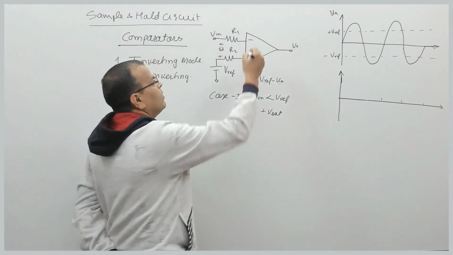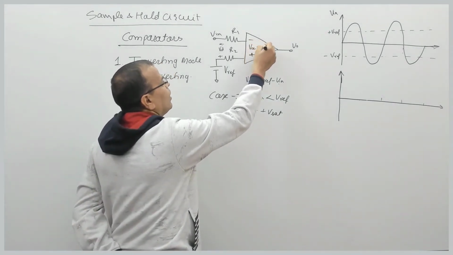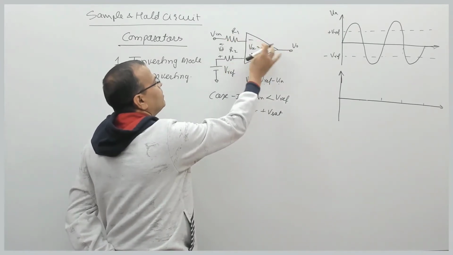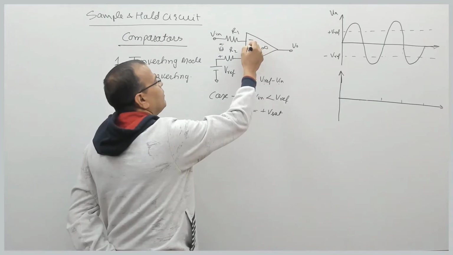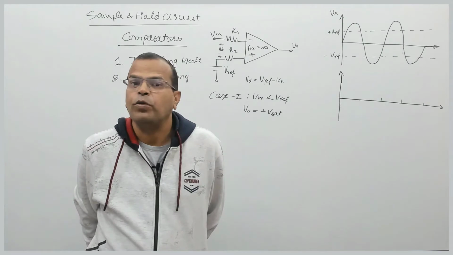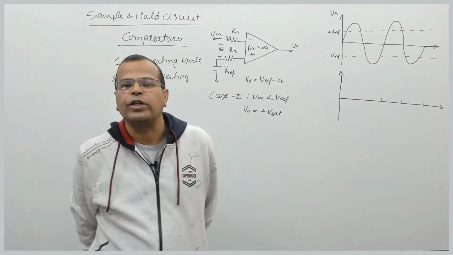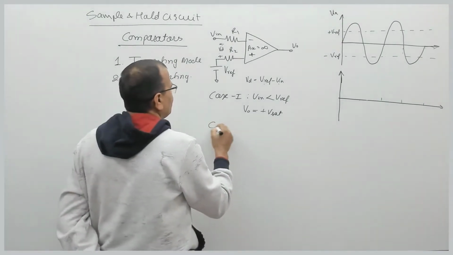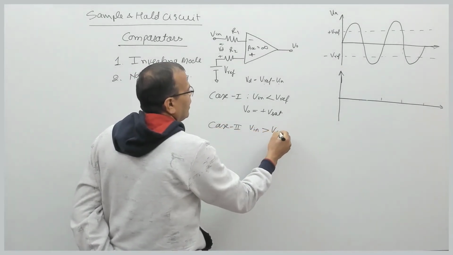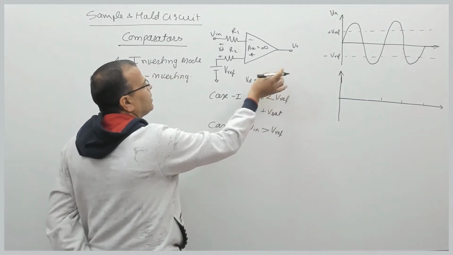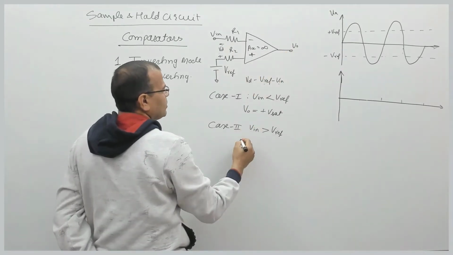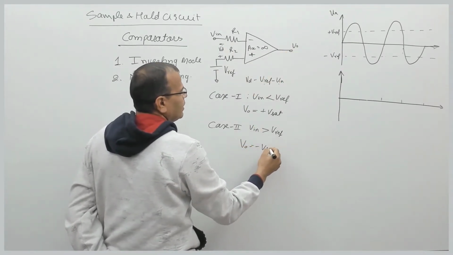For an ideal op-amp, the open loop gain is infinity, so the output voltage cannot be infinity. So whatever is the value of the differential input voltage multiplied by infinite gain, the output will be the saturated output. It cannot be infinite, it will be equal to the supply voltage or saturated voltage, right? Case 2, when the input voltage is greater than Vref, when this voltage becomes more than this, the differential input becomes negative and the output becomes negative, and that is equal to minus Vsat.